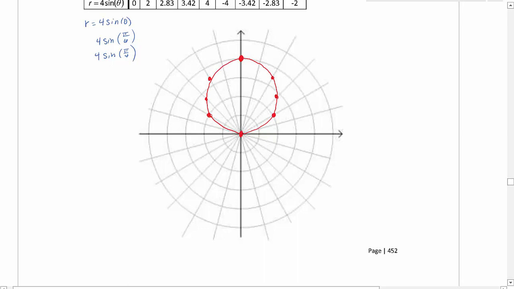But that's pretty good. All right, check out the second video where we will graph another polar equation.